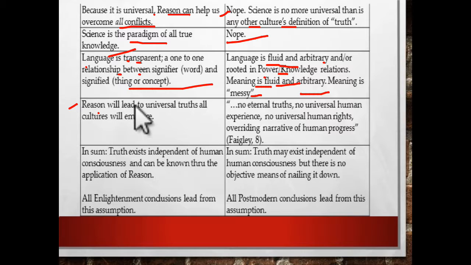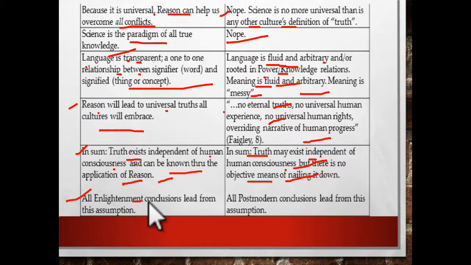Religion will lead to universal truths that all cultures will embrace. No eternal truth, no universal human experience, no universal human rights, no overriding narrative of human progress. In sum, truth exists independent of human consciousness and can be known through the application of reason. In sum, truth may exist independent of human consciousness, but there is no objective means of nailing it down. Enlightenment conclusions are drawn from these assumptions. All postmodern conclusions are drawn from this assumption.